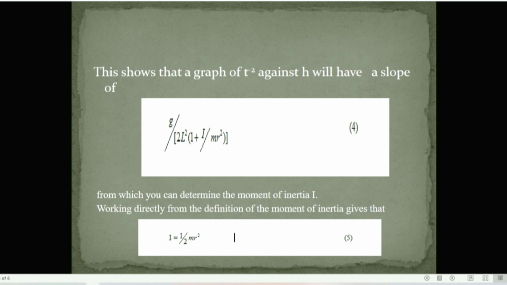The essence of this is, once you have the slope obtained, you can make I, which is the moment of inertia, the subject of the formula. And once you make it the subject of the formula, you have been able to achieve the moment of inertia you want to obtain.